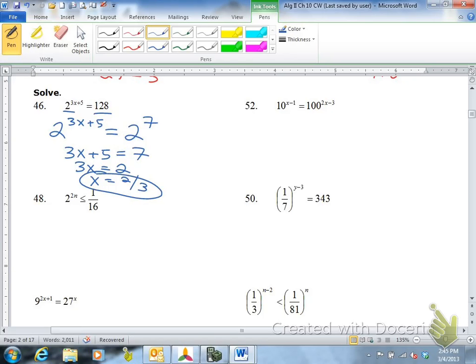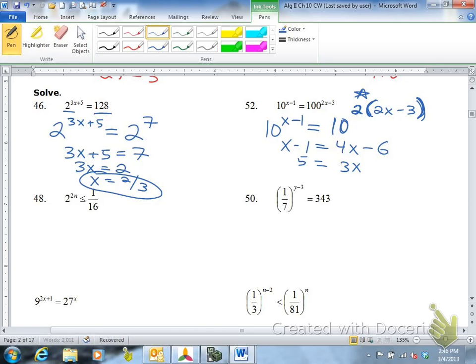See if you can do the next one. If you'd like to pause this video, see if you can write 100 with a base of 10 and solve. When you write 100, you write it as 10 squared, and be careful to write parentheses around the exponent that's already up there. Then you have x minus 1 equals, distribute the 2, 4x minus 6. Subtract x, add 6. So you get x equals 5/3 as your answer.